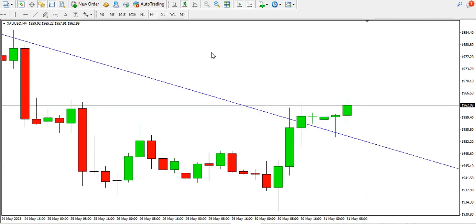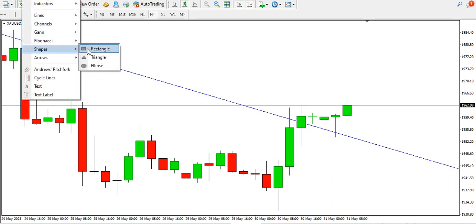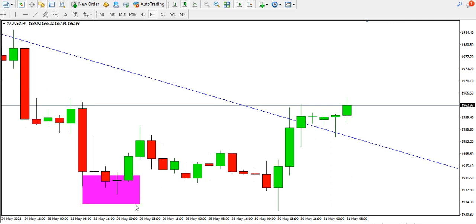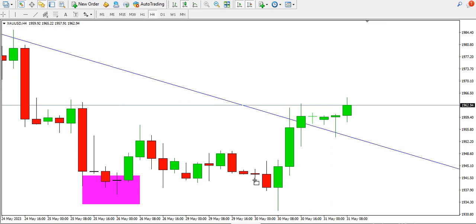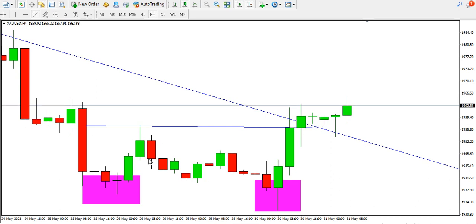Let's take a look at the 4-hour time frame. We can see that on the 4-hour time frame we have something like a double bottom. This is our first bottom, and this is the second bottom. For the 4-hour time frame we have a neckline, this is our neckline, and that has been broken.